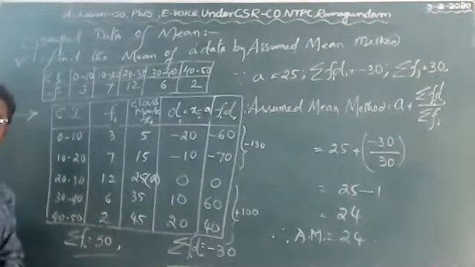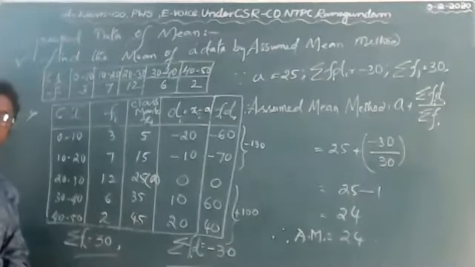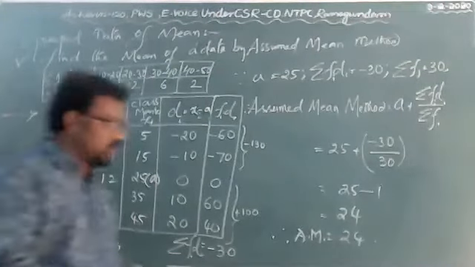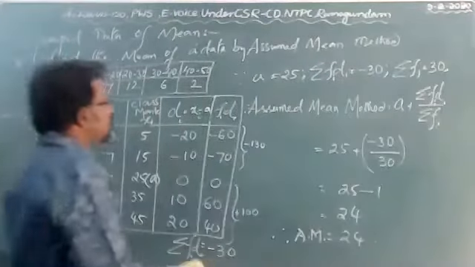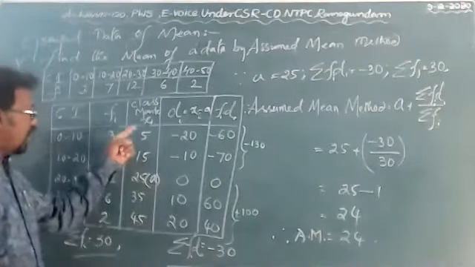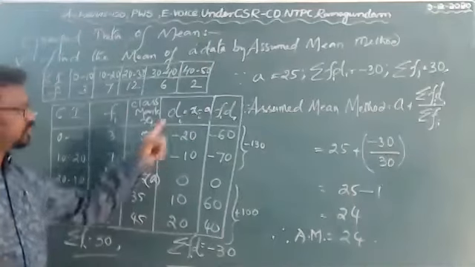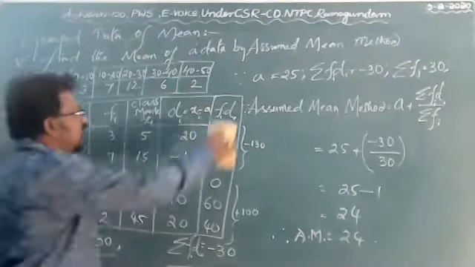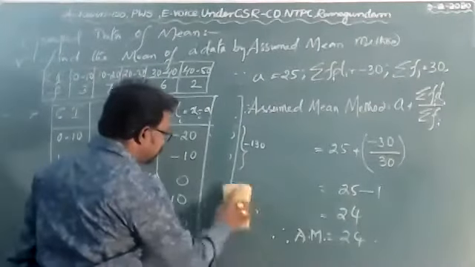Now we'll go with the step deviation method. We'll do the same question again, because we know the answer is 24. Previously I did not erase this one. Here, this will be there. We have to take one more column, that's it. So delete this one, the rest will be there as it is.